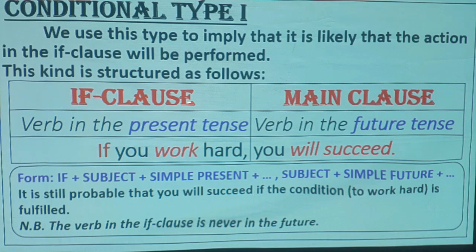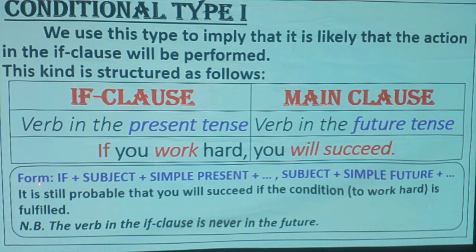We have in every conditional, if clause, main clause. So in the if clause we have a verb in the present tense. In the main clause, a verb in the future tense. Example: if you work hard, you will succeed. Work, it's the present tense. Will succeed, it's the future tense.